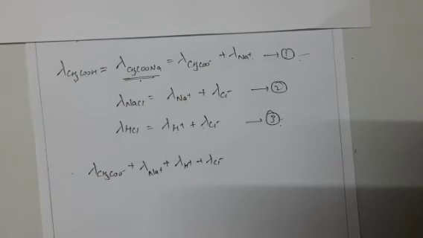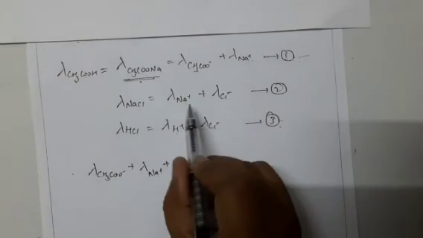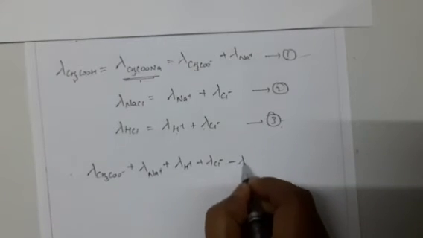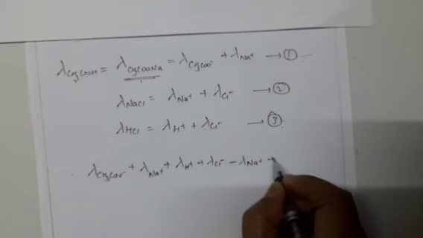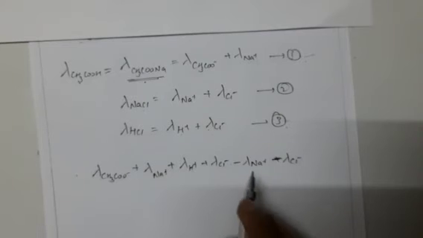Next, common ions we have to subtract. Here we have common ions in equation 2, that we have to subtract. That is Na plus plus Na plus minus Cl minus. We have to subtract common ions.